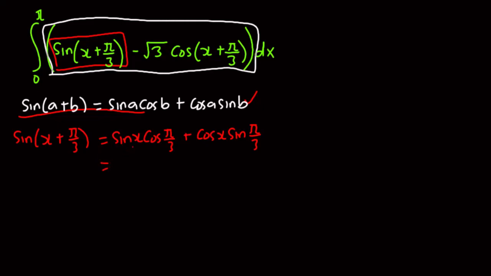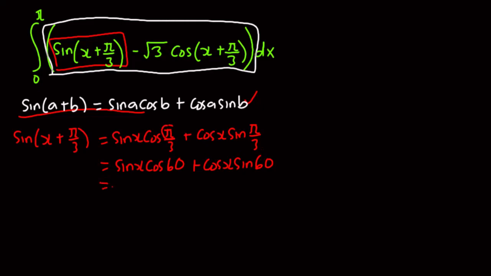Now to move on, I want you to know that pi in this case is 180. So pi/3 is the same as 180 divided by 3, and 180 divided by 3 gives us 60. So what this means is that we are looking at sine x times cos 60 plus cos x multiplied by sine of 60.